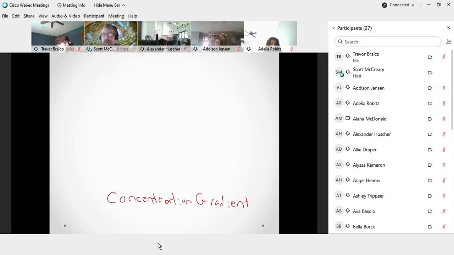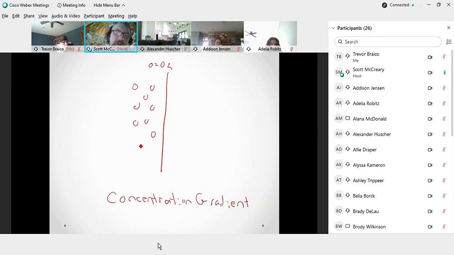We're going to look at the term concentration gradient, because it shows up a couple times. If I have a membrane and I have tons of oxygen on one side, as we talked about with the lab, this is a concentration gradient. A gradient means it's different on one side than the other.